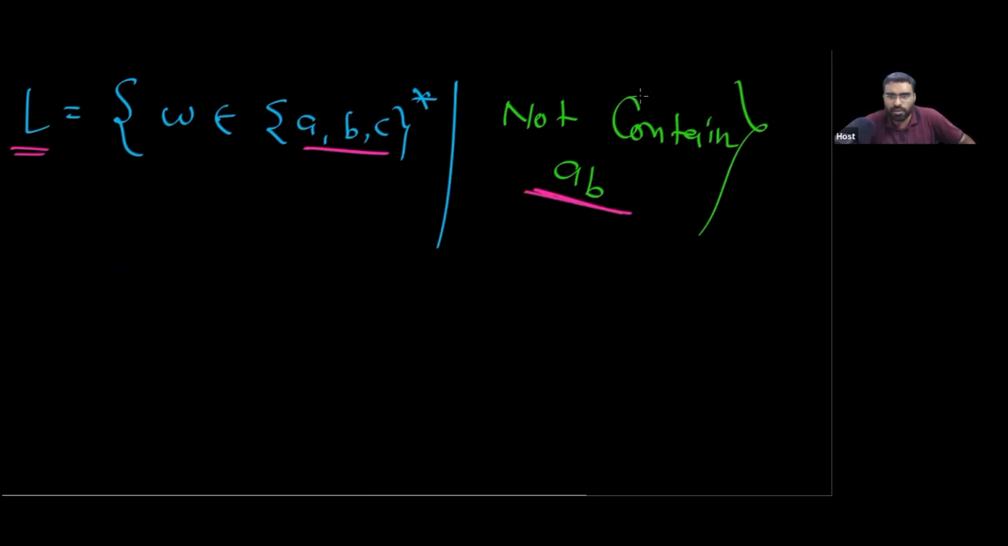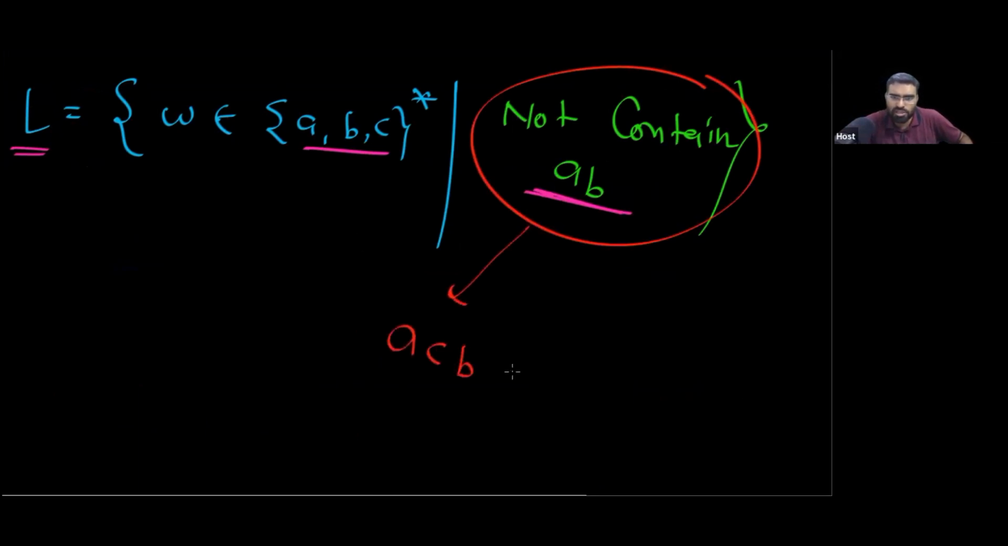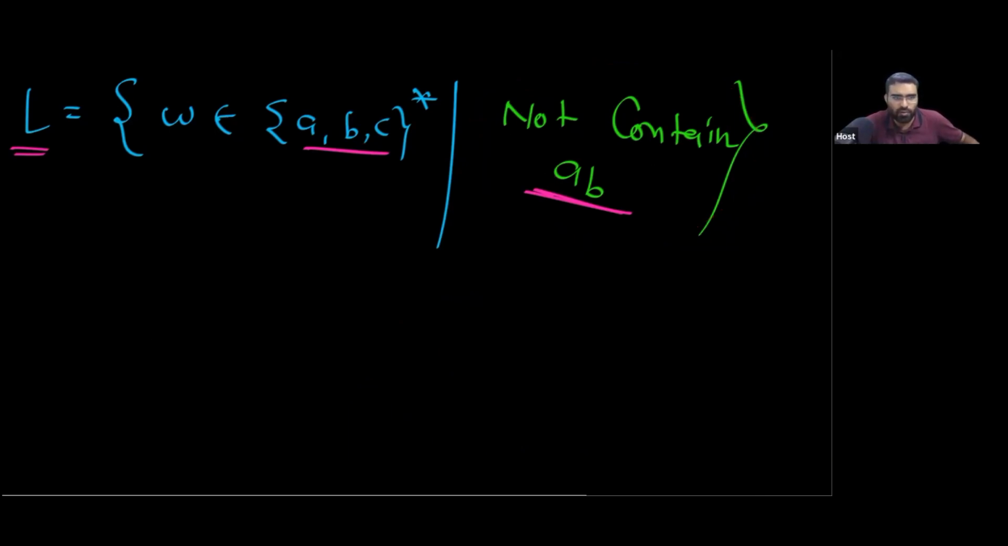Now remember one thing: do not contain AB, but these strings should be allowed. For example, ACB should be allowed. These strings should be allowed. For example, ACC, ACBB. These strings should be allowed. So again, I am telling you, not containing AB. First, you understand the language. Now, what can you do? I want a regular expression for this language.